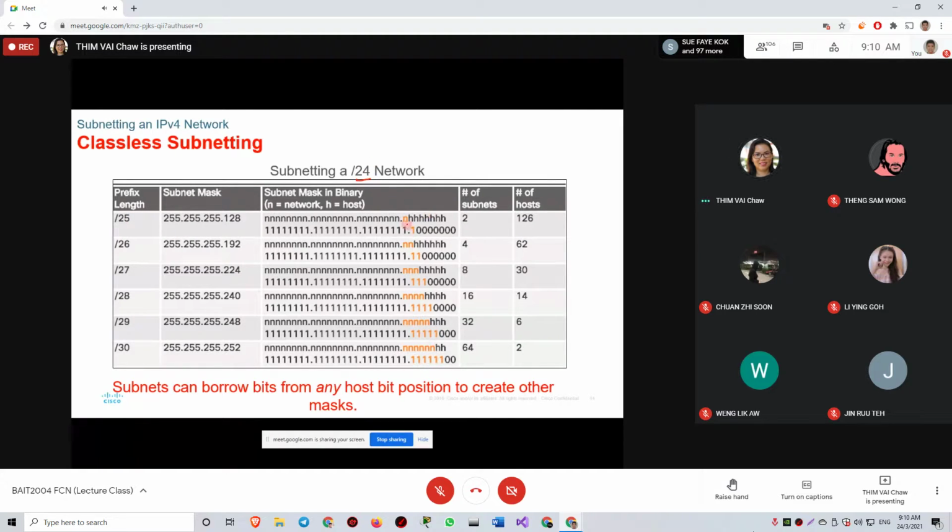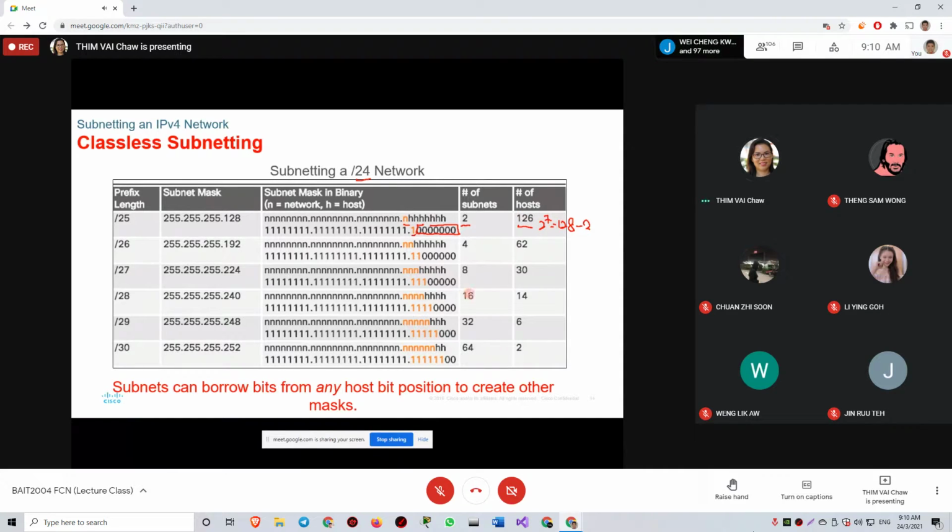So how? If you borrow 1 bit, you can only create 2 subnets, and then you have the remaining 7 bits. So 2 power by 7 is 128. Okay, 128 addresses. Minus 2 gives the number of hosts that you can have inside your network, the maximum hosts.